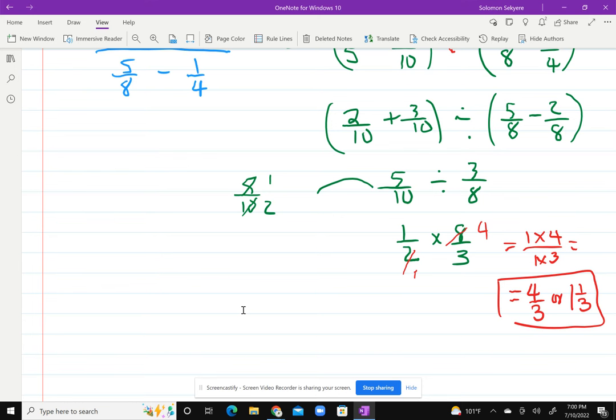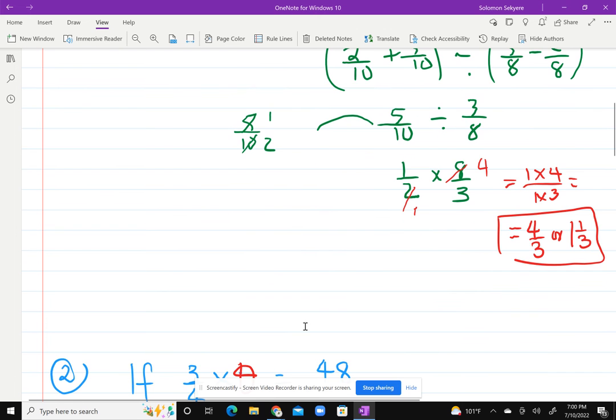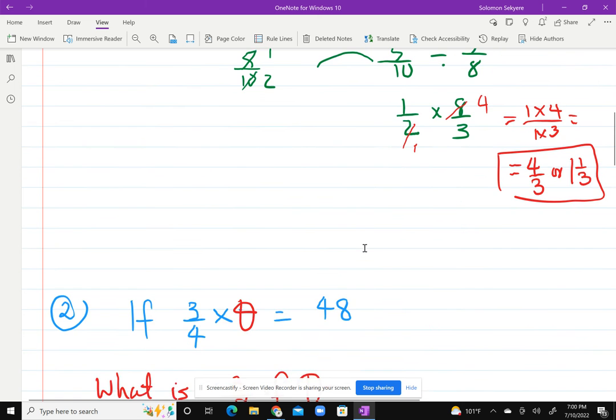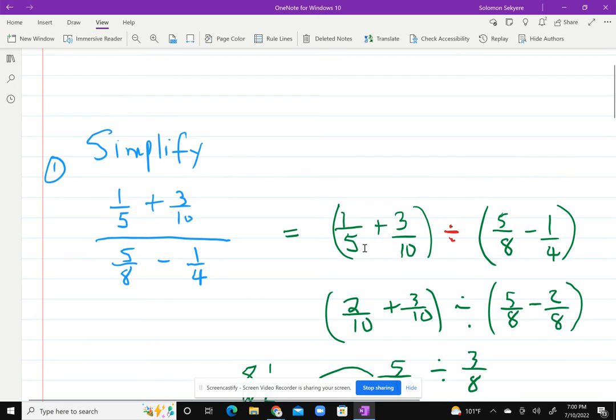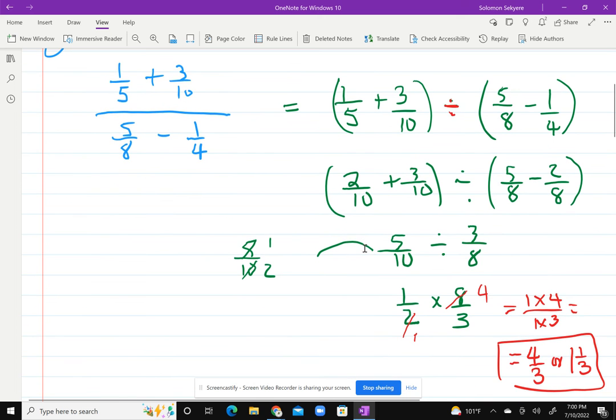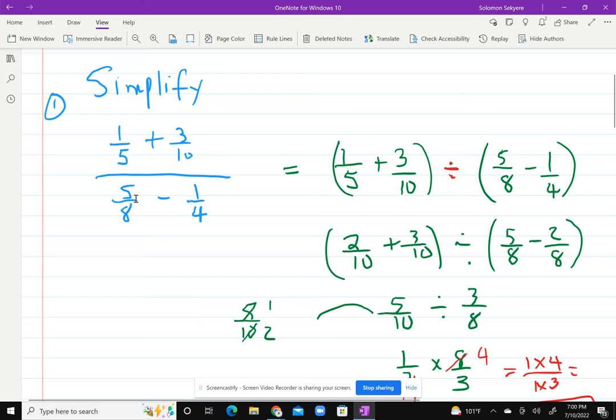Okay, let's do some fractions over here. There are three questions that I want to solve, and this is in your problem sets one and two. Fractions word problem sets one and two. Okay, so this one here it says simplify.